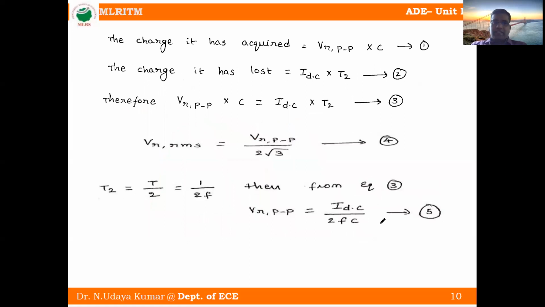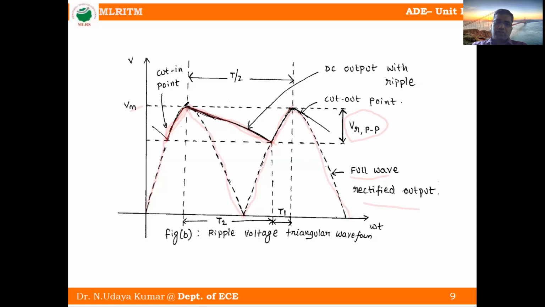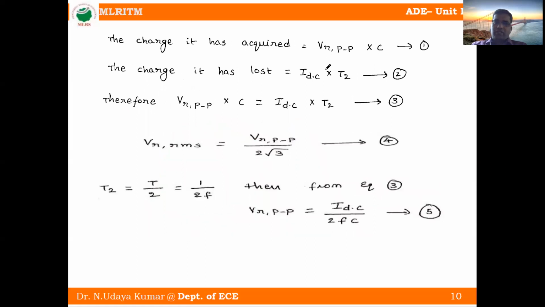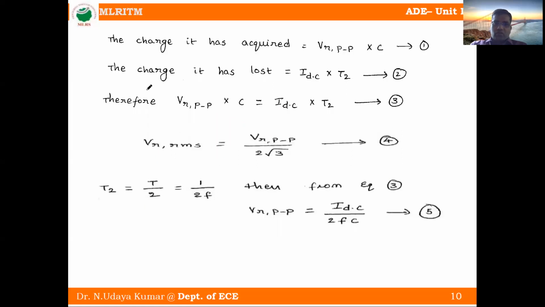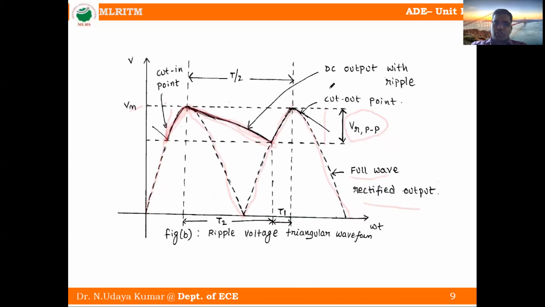See, generally the capacitor charge gained is equal to the capacitor charge lost. So the charge it has acquired is VRPP times C, during the charging period. The charge it has lost is IDC times T2, the discharging time, when the capacitor discharges through RL. So this is IDC into T2.